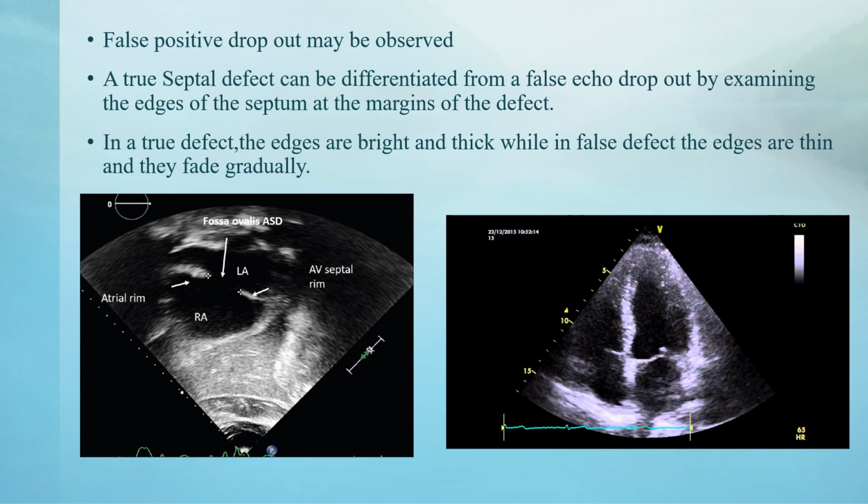To identify whether the patient has a true defect or a false defect, certain measures have to be taken. What has to be done to differentiate? That is what we are going to see in this slide. If the patient has a true septal defect, the edges will be bright and thick, whereas if the patient has a false defect, the edges will be thin and fade gradually. This is how we find out whether the patient has a true septal defect or a false positive dropout.